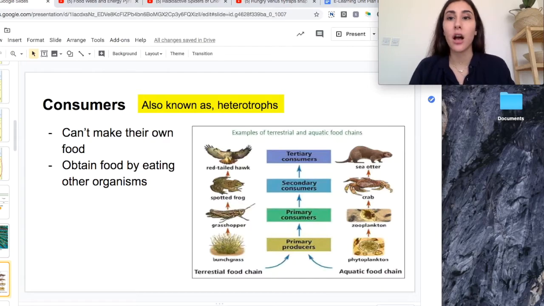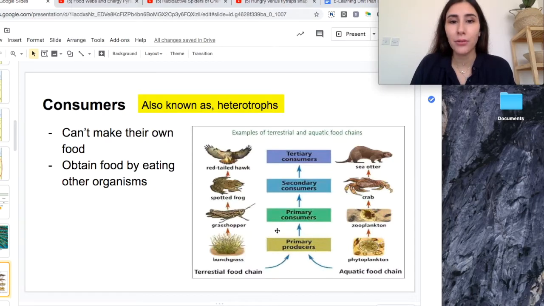Obviously, when we're talking about consumers, because there are different types of consumers, we put them in different categories. So in the study of ecology, we have different categories of consumers. We have primary consumers, secondary consumers, and tertiary consumers. So what's the difference between these levels or these categories? Basically, the primary consumer feeds on a producer.